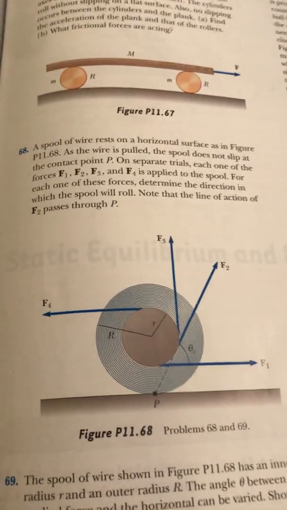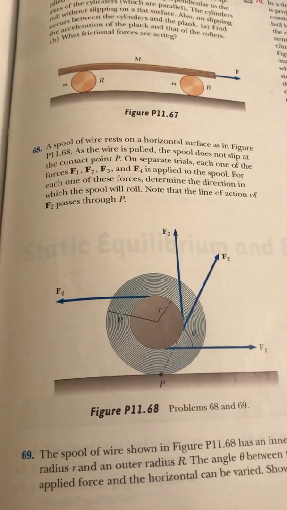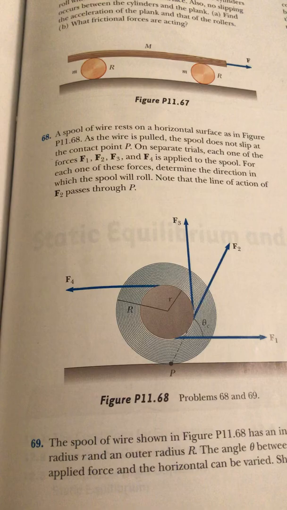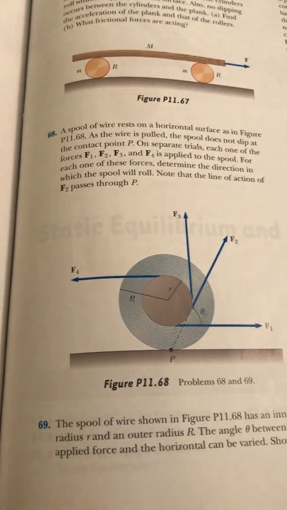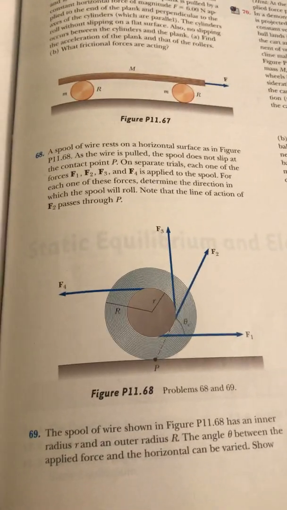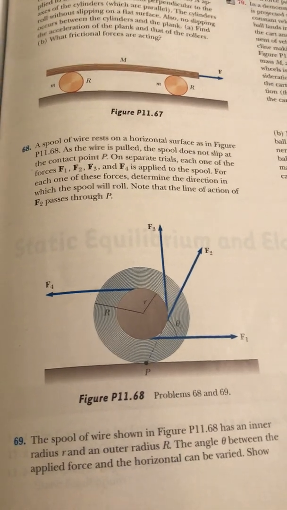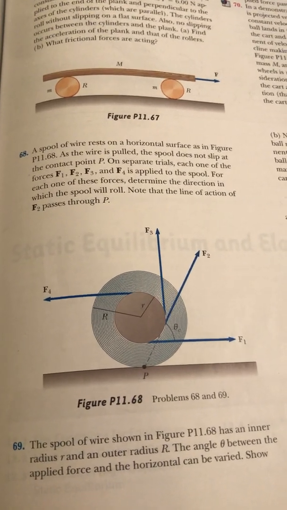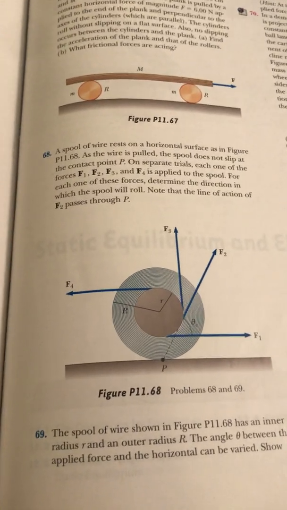I will tell you that this problem is very much about determining the direction of the acceleration as well as determining the direction of the static frictional force. And that's what we're going to use this as practice for. So notice here, we don't actually have to find what the acceleration is or find anything in terms of a value. We just have to know whether or not this thing rolls left or right.